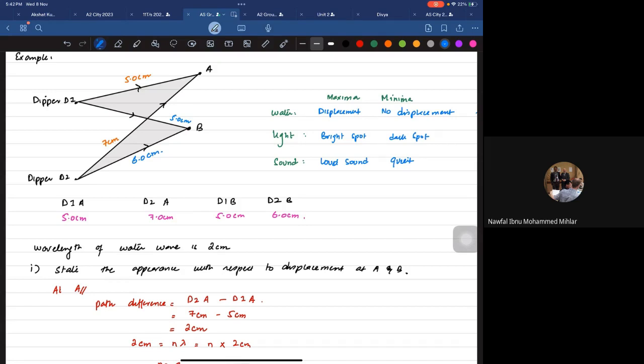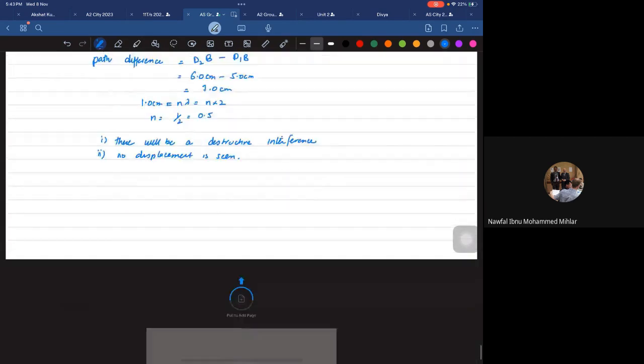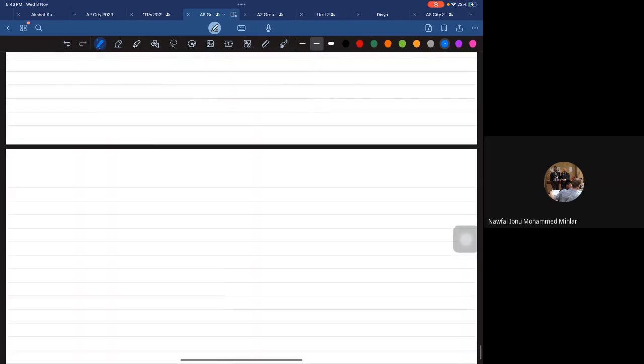Okay. Now, from the same question, there are two very important parts that I wanted to do it myself, and then we will be finished with path difference actually. So I'm going to go to the next part of this question.